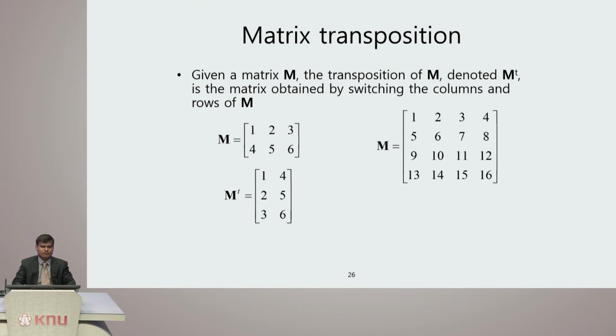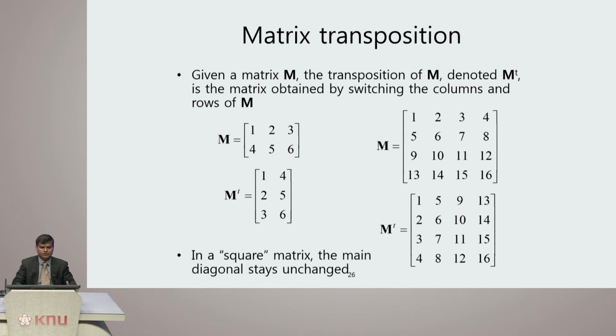We have an example of a bigger matrix here, using the same idea and the same principle to transpose this matrix. Let's see how we are going to use that later on. And usually for this kind of transpose we use a square matrix so that the diagonal remains unchanged, as you can see here.